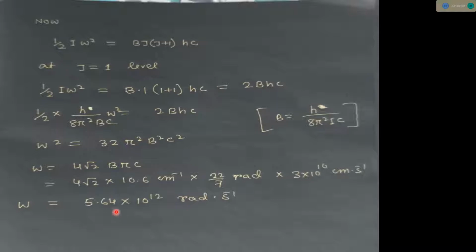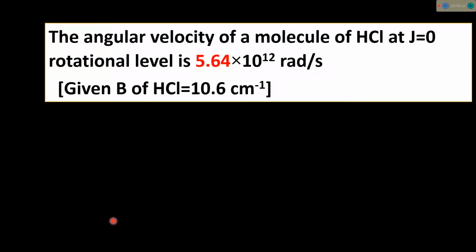So 5.64 into 10 to the power 12 radian per second is the angular velocity of HCl at J equal to 1 rotational level. So see, now the answer we have to put here is only 5.64.